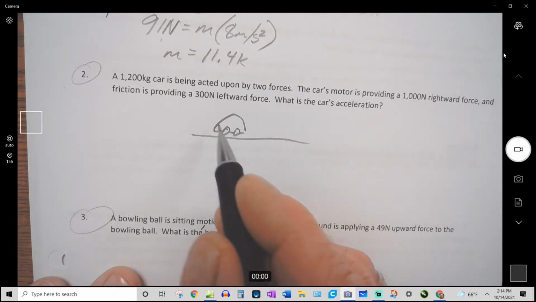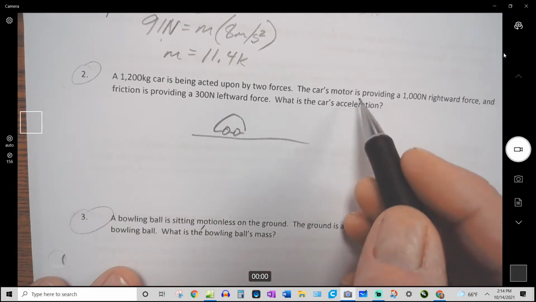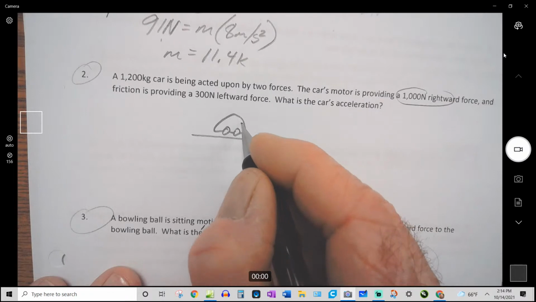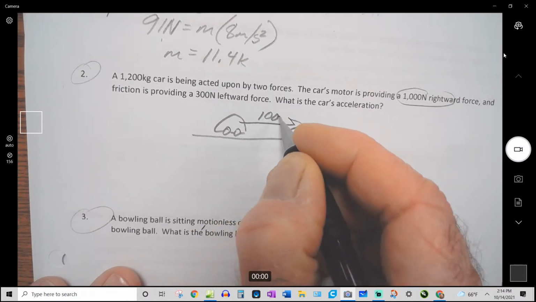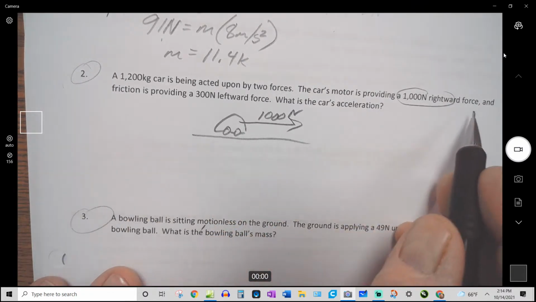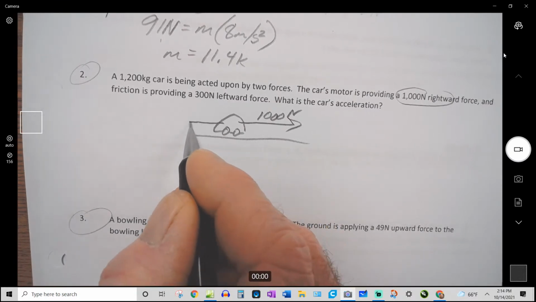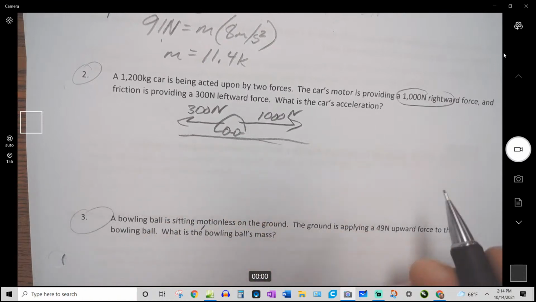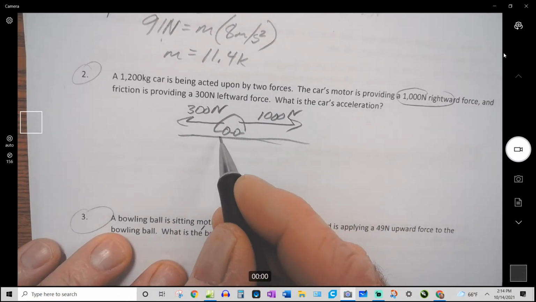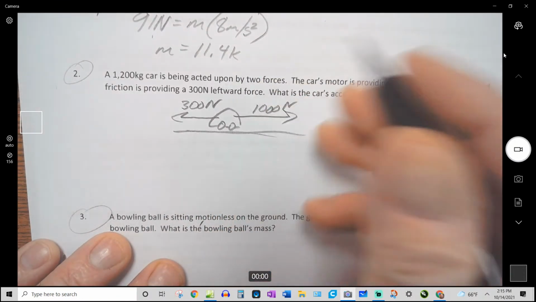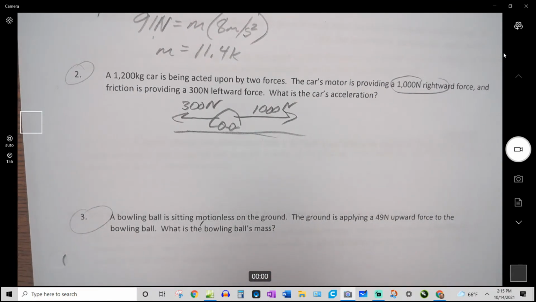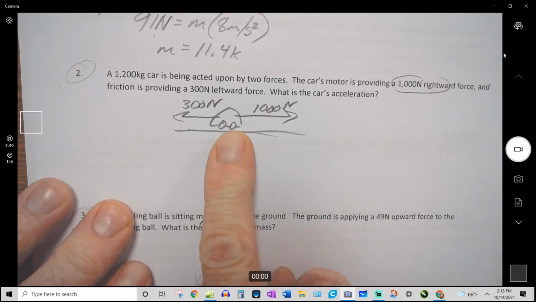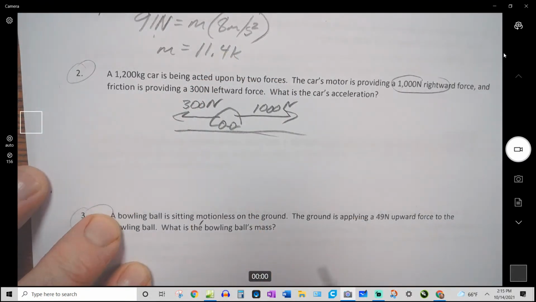So there's a 1,200 kilogram car being acted on by 2 forces. The motor is providing a 1,000 Newton rightward force, and friction is providing a 300 Newton leftward force. What's the car's acceleration? I've left out the weight of the car and the normal force, but they would cancel out anyway. This car is not accelerating upward or downward, so I can leave them out.